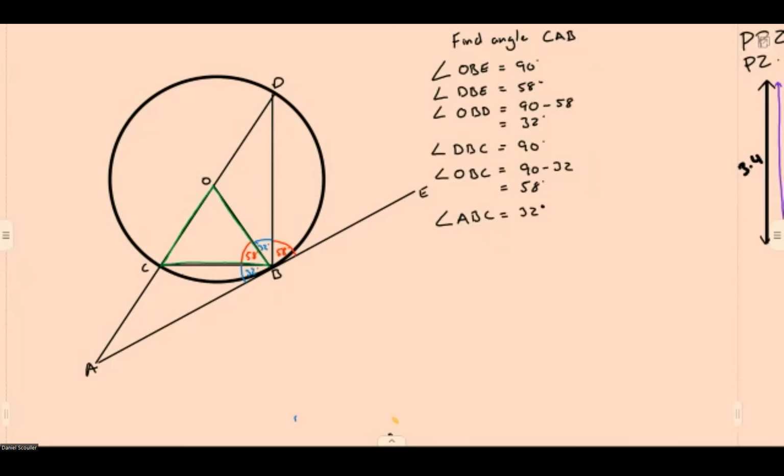Okay, so that green triangle I've got on the screen. O to C is a radius. O to B is the exact same length, it's a radius. They're joined by a chord. Now the rule that I mentioned when we were doing that is if we've got an angle here at one side, it's going to be the same as the angle at the other side. So the angle at the other side of that triangle is going to be 58 degrees.